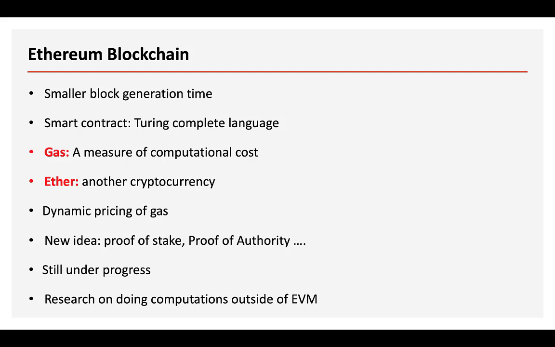Ethereum has been for a while toying with the idea of proof of stake, proof of authority, and there are certain implementations already, but Ethereum mainnet is still using proof of work. So these things are still under progress. And then the other issue is that EVM obviously implements an execution engine for a Turing complete language, but it's still going to be much slower. So the question is, how can you do more intensive computation outside the EVM? These kinds of ideas are floating around.